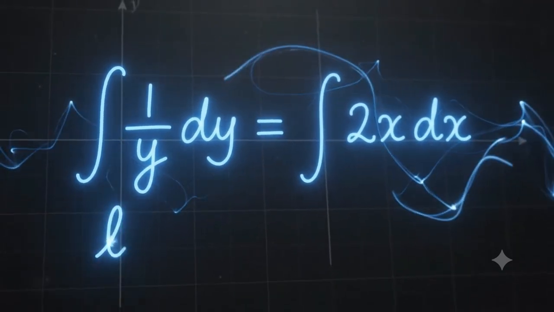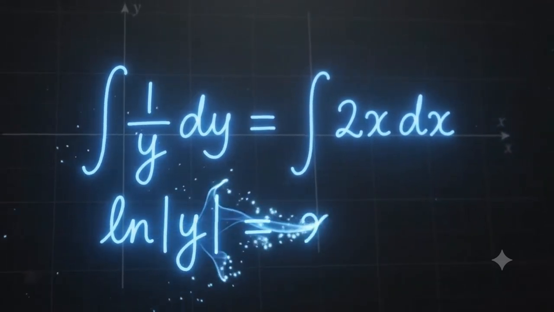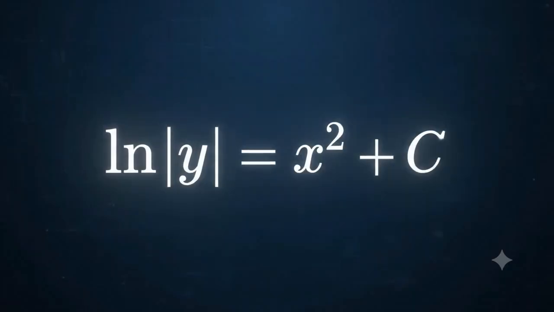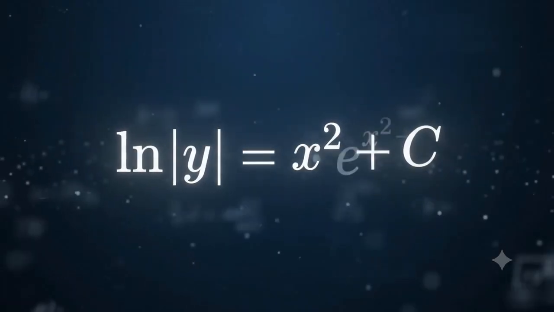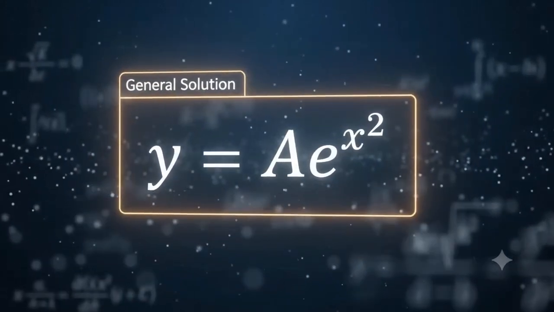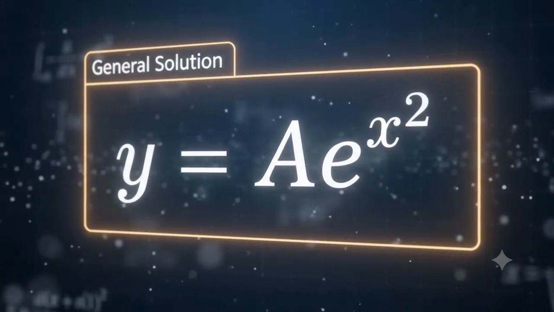This gives us the natural log of absolute y equals x squared plus our constant, c. First, we take the natural log of both sides. Exponentiating, we find our solution. And this is our general solution.